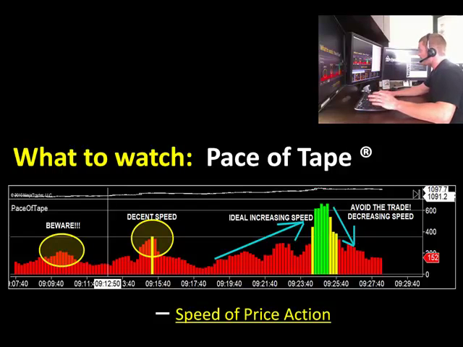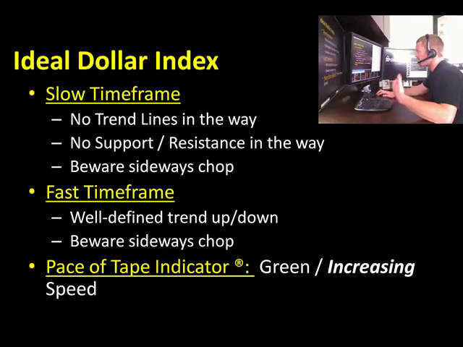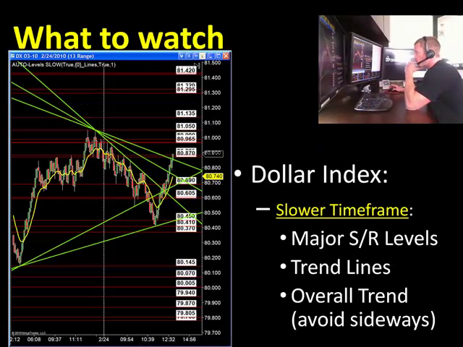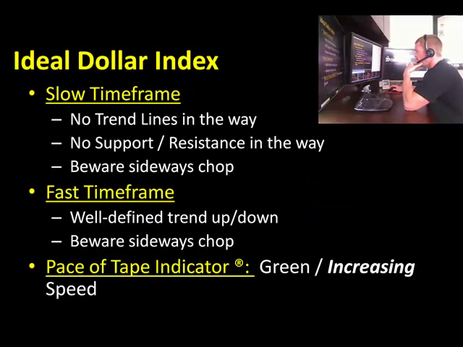All right, guys. Now, again, how am I going to use this, though? What do you think is the most efficient way of using it? Well, if you're watching your slower time frame, make sure there's no trend lines in your way. Make sure there's no support and resistance in your way, and beware of that sideways chop. Okay, so looking at the slower time frame, make sure we're not trading into a trend line. Make sure we're not trading into that trigger line. Make sure we're not trading into any double tops or double bottoms. On the fast time frame, just make sure we have a well-defined trend. And be careful about sideways, choppy price action on the fast time frame.